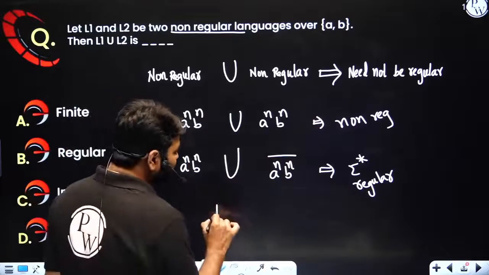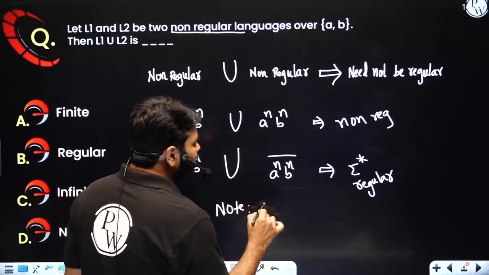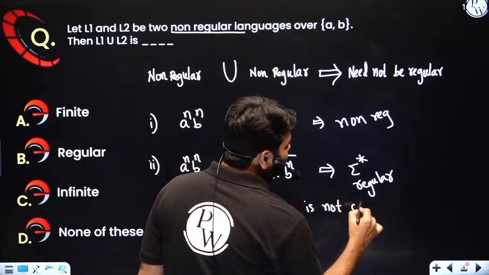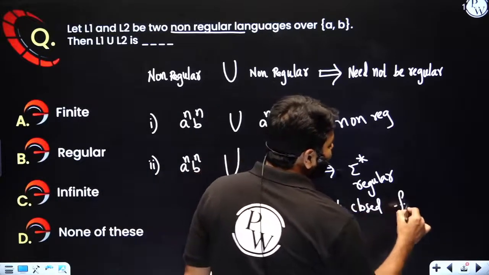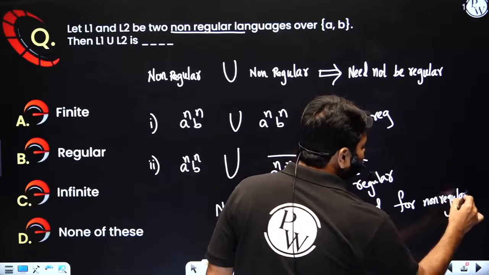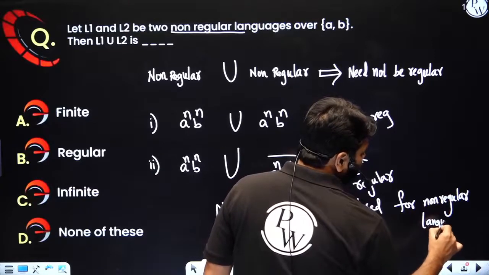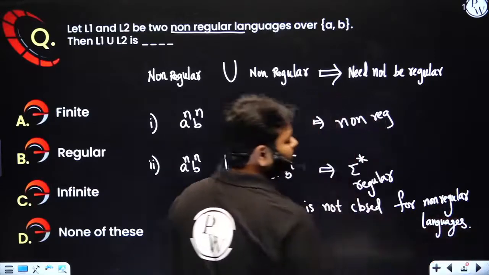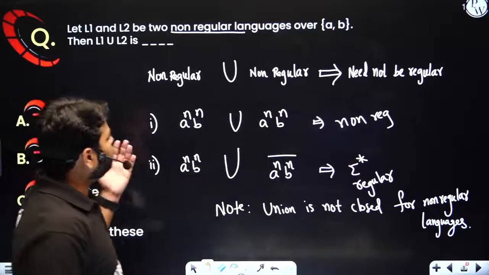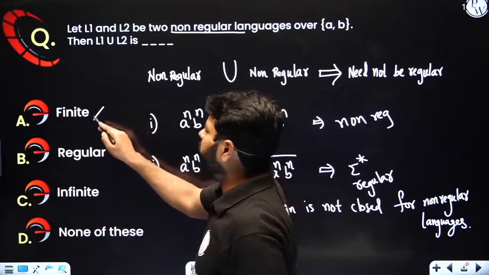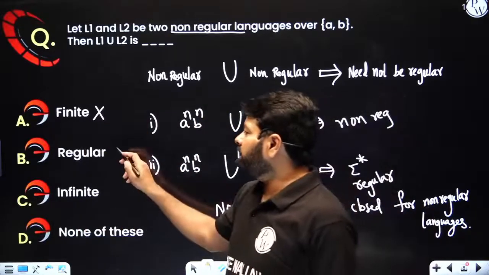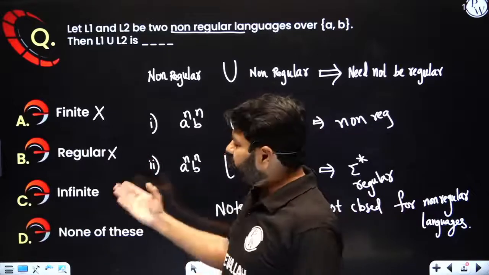So here you can say very clearly, note this union operation is not closed for which languages? Non-regular languages. If the domain has non-regulars, this union is not closed. Now the options: finite we can't choose, and also remember regular we can't choose, but infinite.